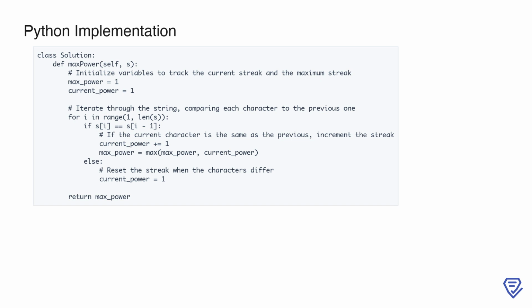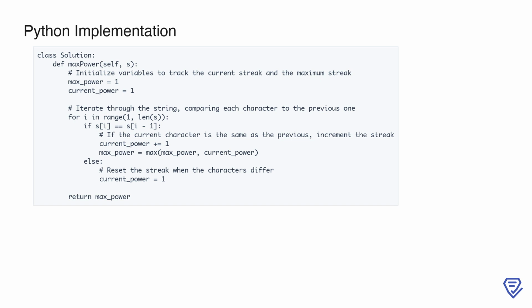For each character, it checks whether it is the same as the previous character. If they are the same, the current_power is incremented, and the max_power is updated to the maximum of its current value and current_power. If the characters differ, the current_power is reset to 1, indicating the start of a new streak. After the loop completes, the function returns the value of max_power, which contains the length of the longest substring of consecutive identical characters.